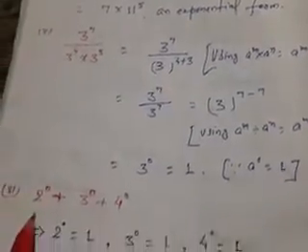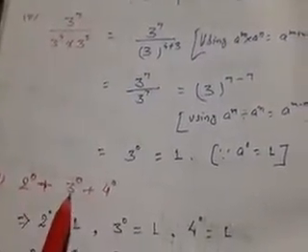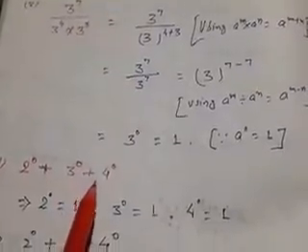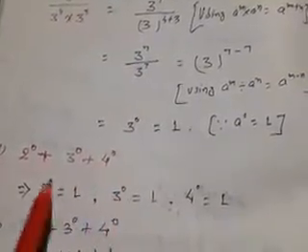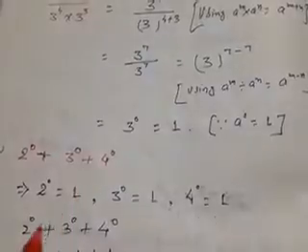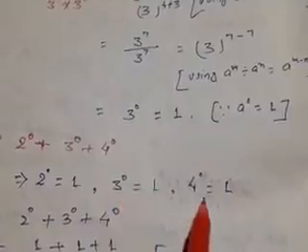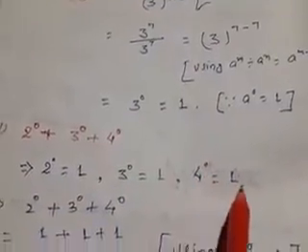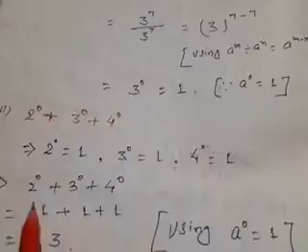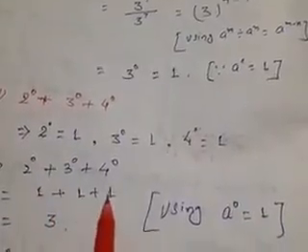Next is 2 to the power 0 plus 3 to the power 0 plus 4 to the power 0. We need to find the value of this number. As we know, 2 to the power 0 is equal to 1, 3 to the power 0 is equal to 1 and 4 to the power 0 is equal to 1. So we write 1 plus 1 plus 1 is equal to 3.